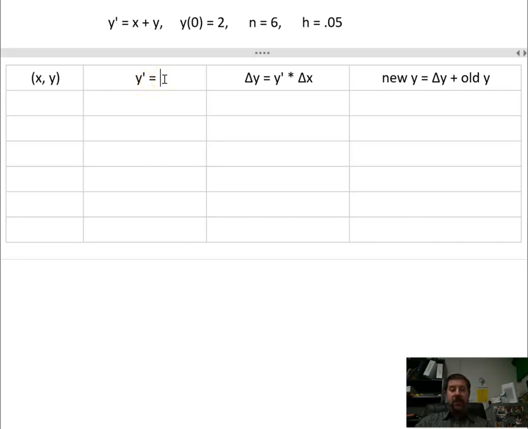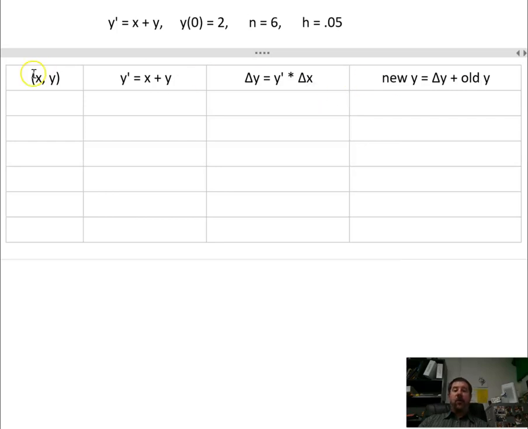I'm going to use my derivative, which in this case is x plus y, to get the slope of the tangent line. Then I'm going to find the change in the y value by using the derivative and my change in x value. And then I can find a new y value on my new point by adding the change in the y value to the old y value. That's what this table is set up to do.